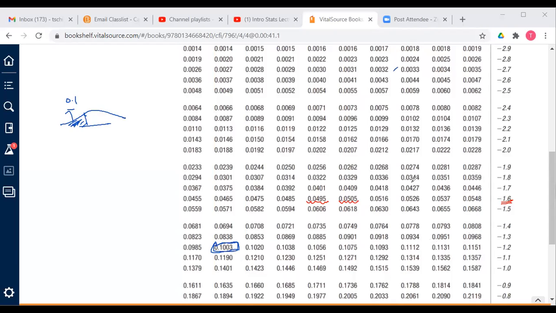0.1003. So what is this one here? This is negative 1.28. Then if you're looking for the right-hand side, because they are symmetric, you will get a positive 1.28. Did you see here? That's how you use the table to find it.